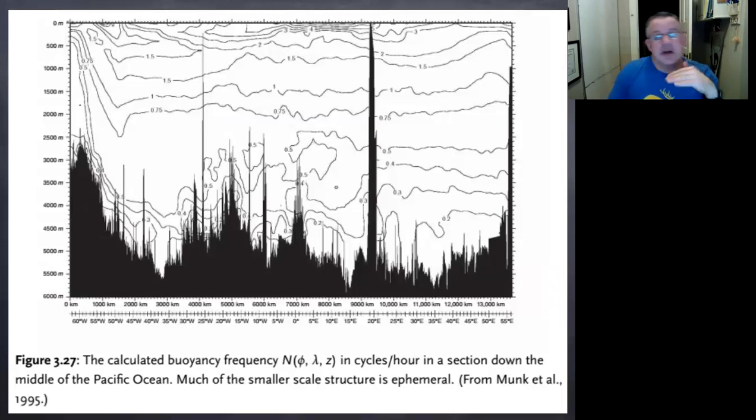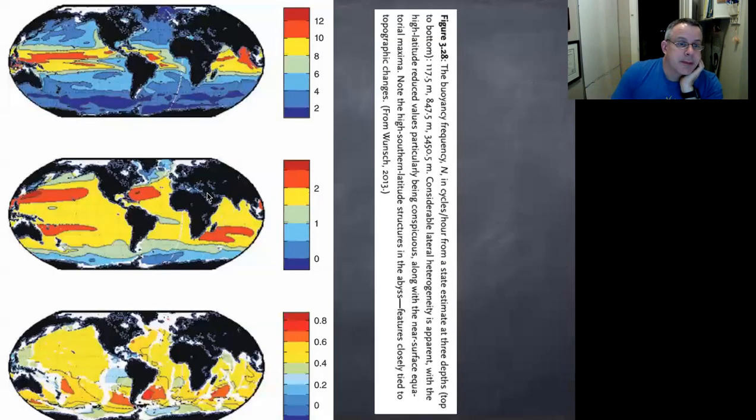So those waves that are going up and down are going up and down pretty slowly, just a few oscillations per hour. This is the buoyancy frequency from the state estimate, from ECCO at 3 different depths. Here it is at 117.5 meters, 850 meters, and 3,500 meters.